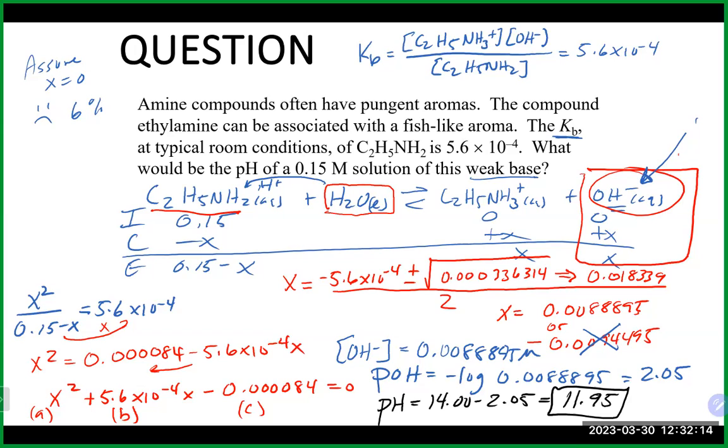Question on any of those steps there? So again, it is very similar, obviously, to how you take care of weak acid problems. The major difference is that X value being the OH minus. Usually you've got to do that pOH first and then go to the pH. I should say part of that.